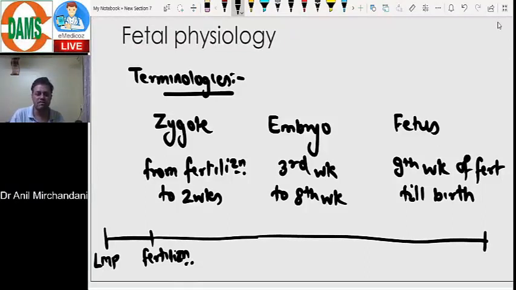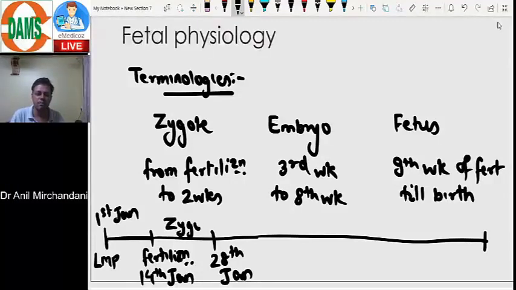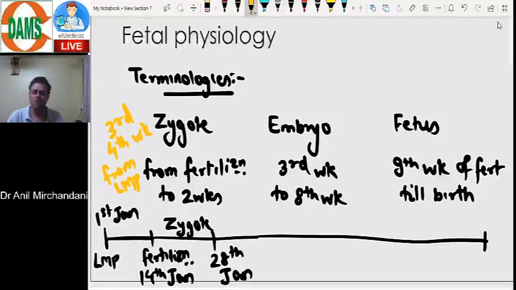So let's say 1st January was her LMP. 14th January she had ovulation and fertilization, till 28th January. That means 2 weeks. This will be zygote. So zygote life is from fertilization to 2 weeks. In other words, the 3rd and 4th week from LMP would be zygote life.